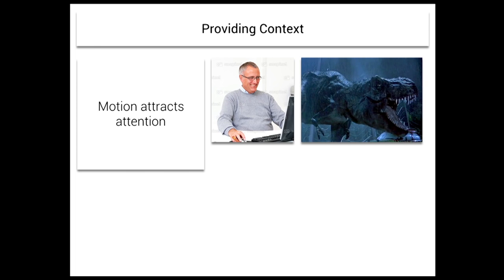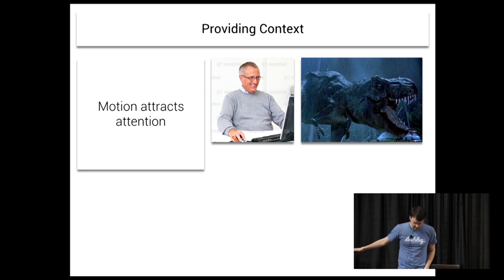But there's something else that we can do. And that's that motion attracts attention, right? So remember what I said about peripheral vision? Well, whenever something moves on the screen, your brain kind of snaps to it, right? In that way, your user is very similar to a T-Rex, because both of their visions are based on motion. But there's an alternative to this.